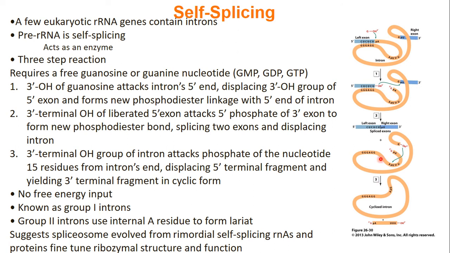There's also another group of introns called group 2, where you will use an internal A residue to form a lariat. And if you remember, when we talked about intron splicing, that also forms a lariat. So what this suggests is that the spliceosome mechanism that's around for mRNA probably evolved from primordial self-splicing RNAs, and proteins are just there to fine-tune the ribosomal structure and function.